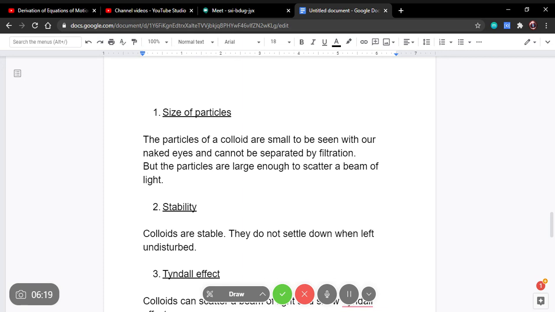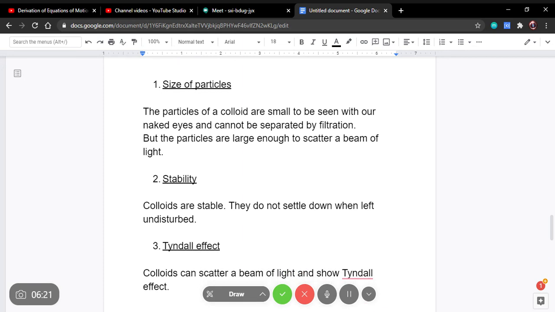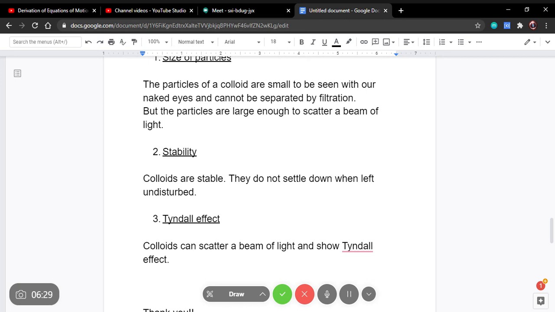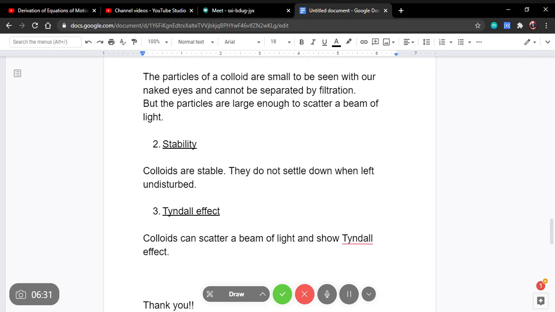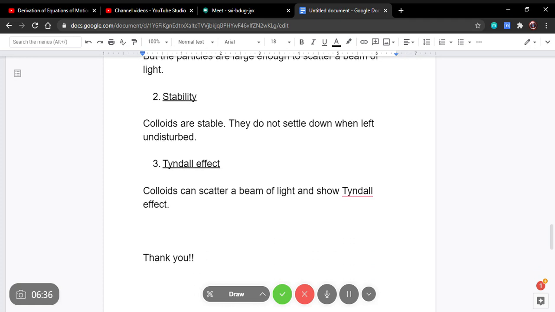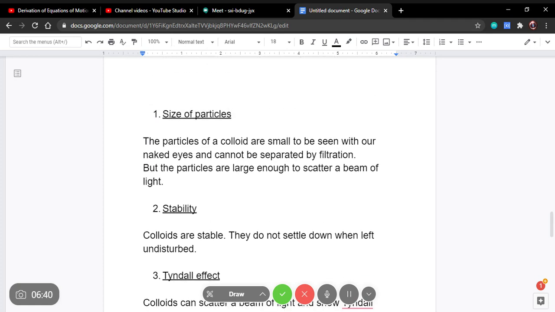But the particles are large enough to scatter a beam of light. They are too small to be seen with our naked eyes and too small to be separated by filtration, but they are large enough to scatter a beam of light. On the basis of stability, colloids are stable; they do not settle down when left undisturbed. And colloids scatter a beam of light, so they show the Tyndall effect.